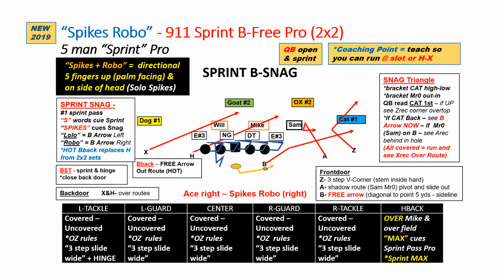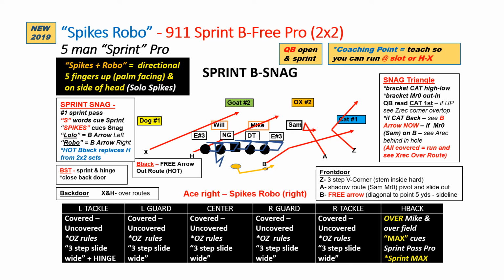That right tackle knows he's solo with the Robo call. The routes and the reads for the quarterback are all the same. The H, now that he's on the backside, just joins the X with the hot over routes, trying to find open grass and trying to get back in the quarterback's vision. Again, we're going to read the cat, trying to get that V corner. If we don't like it, then we're going to look for the B on the hot arrow right away.